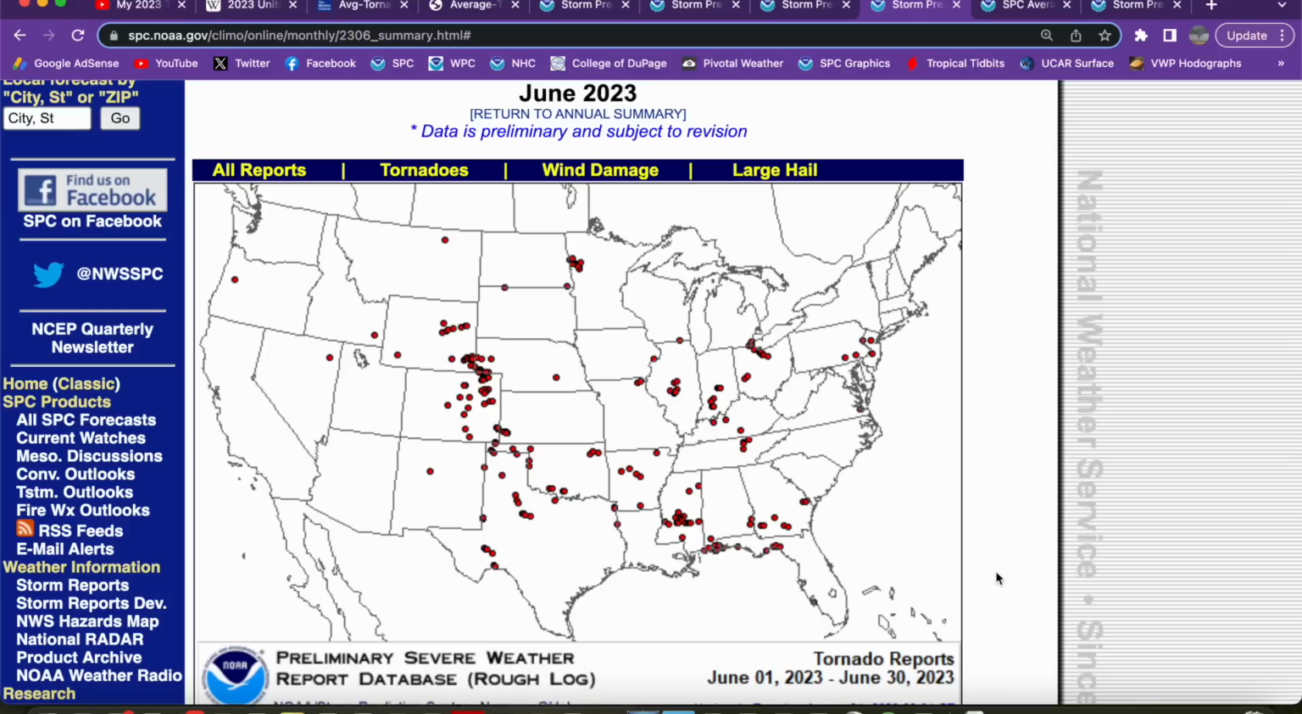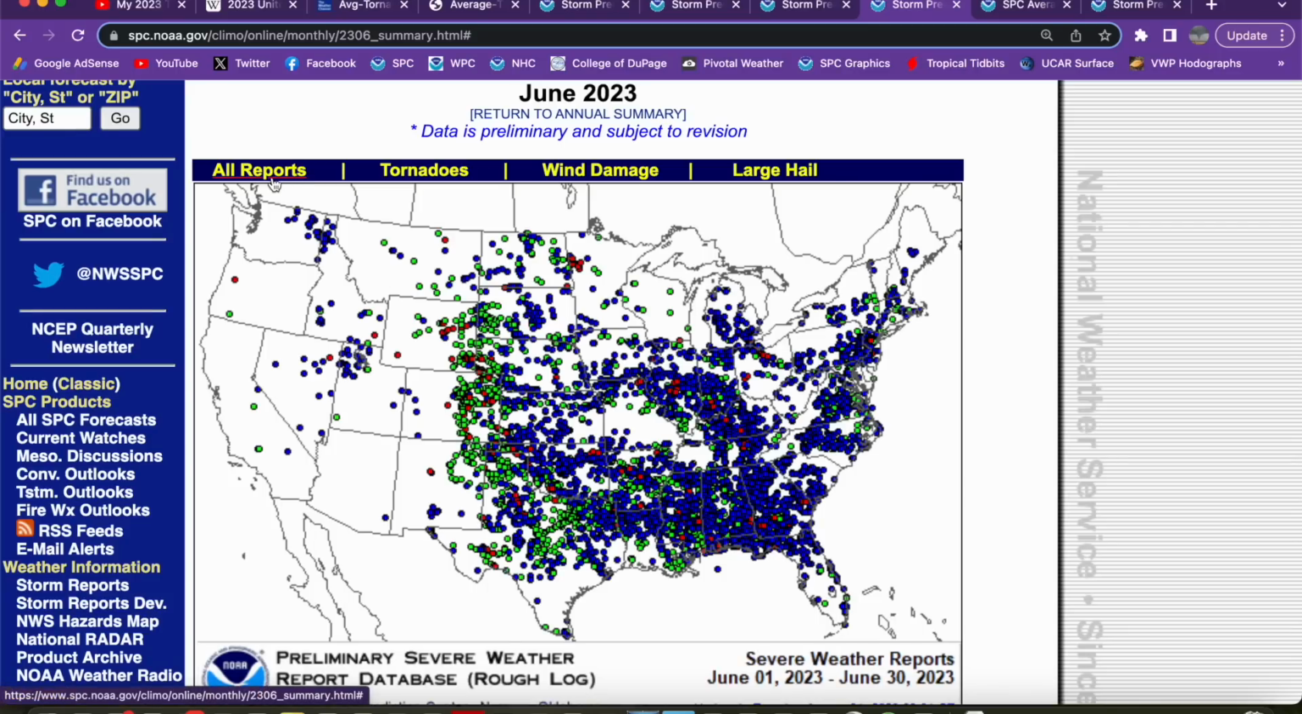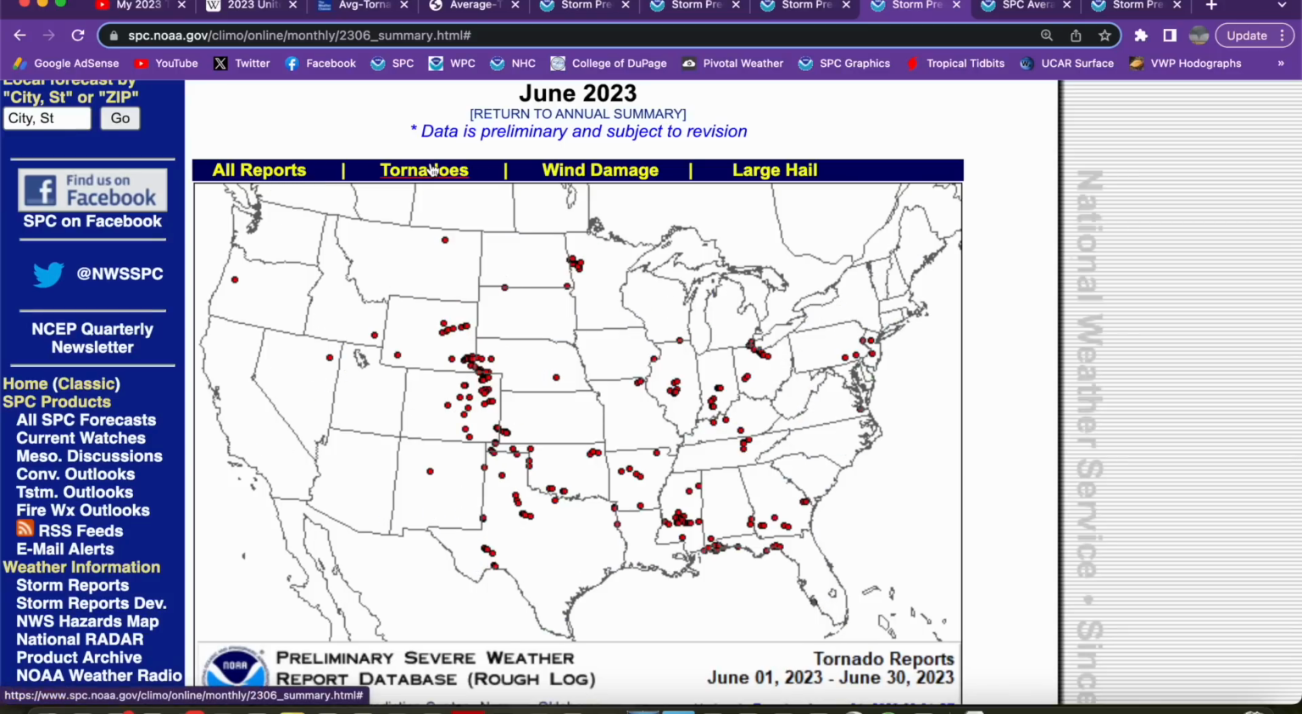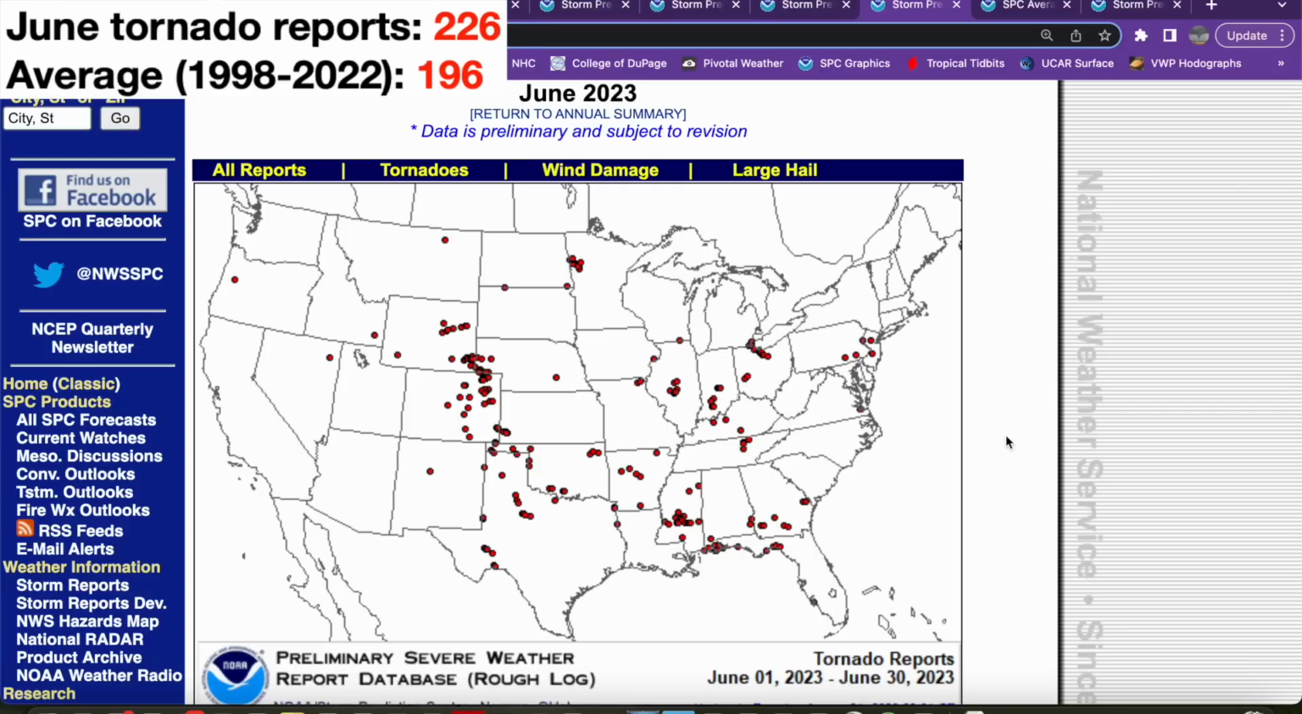We then finished off the season with June, which ended up being quite an active month for all types of severe weather across the U.S., including tornadoes. If you are a storm chaser, you know that there were pretty much daily opportunities for quality storm chasing across the U.S. in June, and those opportunities produced no shortage of tornadoes. 226 tornado reports in total for the month of June, which is just at or right above average for the month of June in the U.S.